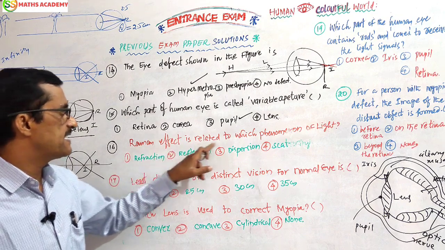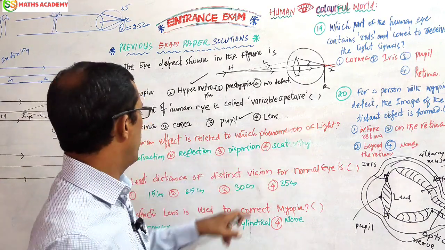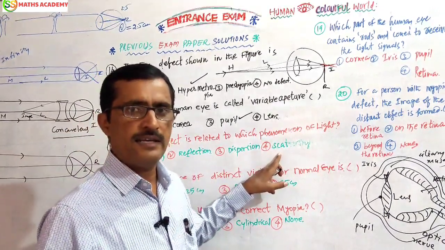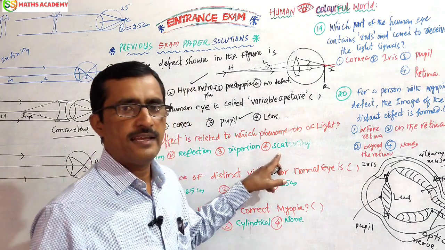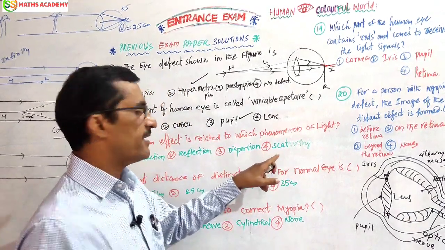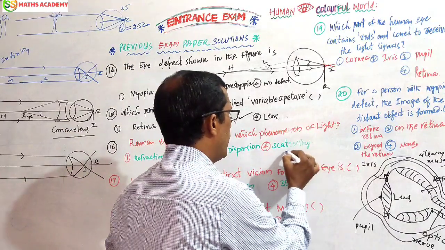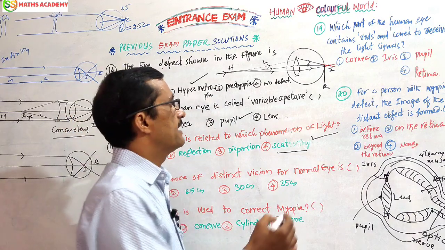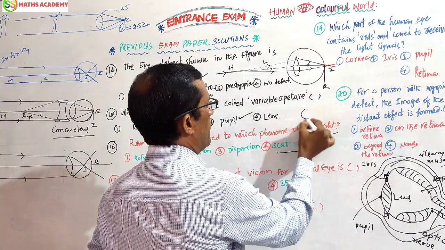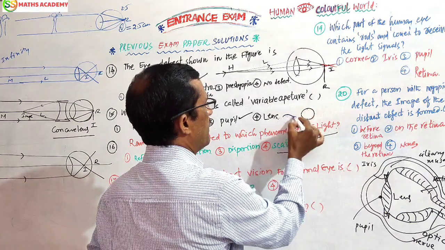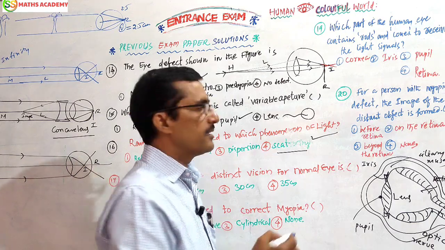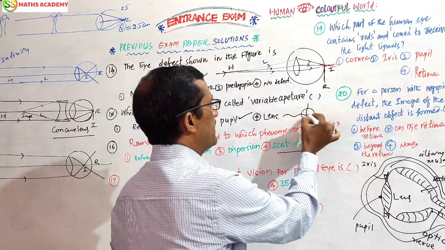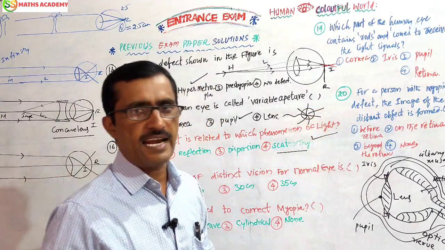Next, the Raman effect is related to which phenomenon of light? Refraction, reflection, dispersion, or scattering? Scattering. The Raman effect mainly belongs to scattering. What is the meaning of scattering? Scattering is nothing but, when light is incident on any atom, the atom absorbs the light and then emits the light in all directions. That is called scattering of light.